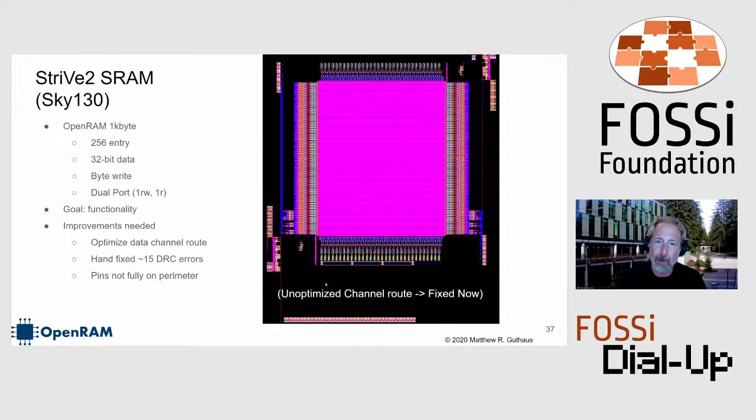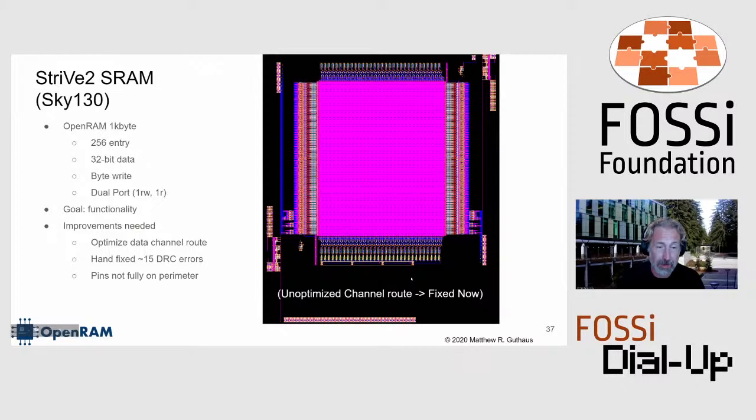You can see here, there's some black space around this. This has metal, I think 2, 3, 4 turned off just for visibility of the array. The bottom here between the flops and the address is actually an unoptimized channel route. That's been fixed already in a newer version of OpenRAM, so it's much less.